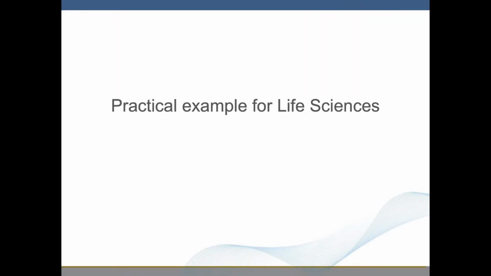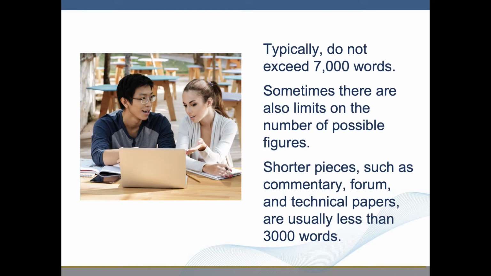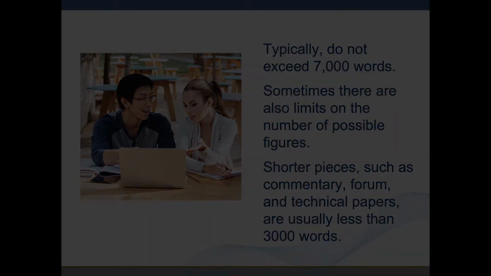Practical example for life sciences. Within the life sciences, typical research papers do not exceed 7,000 words. Sometimes there are also limits on the number of possible figures. Shorter pieces, such as commentary, forum, and technical papers, are usually less than 3,000 words.